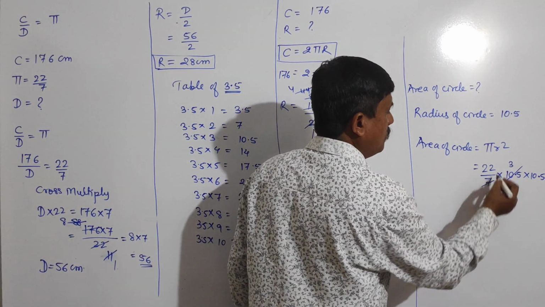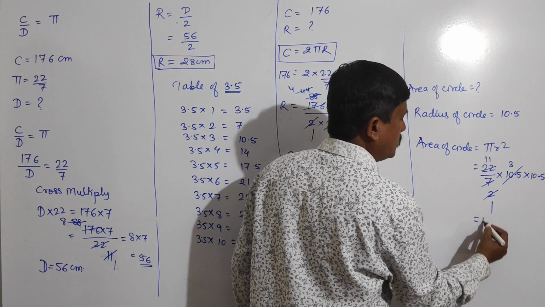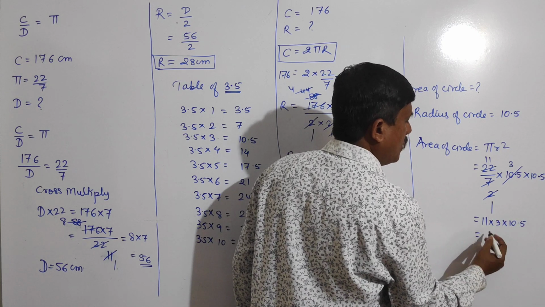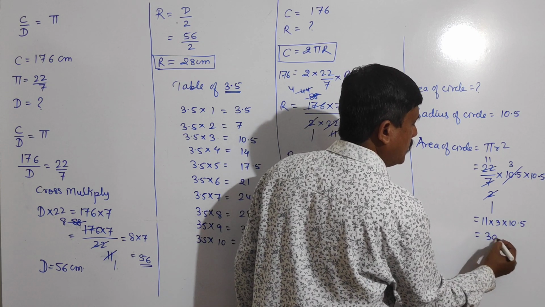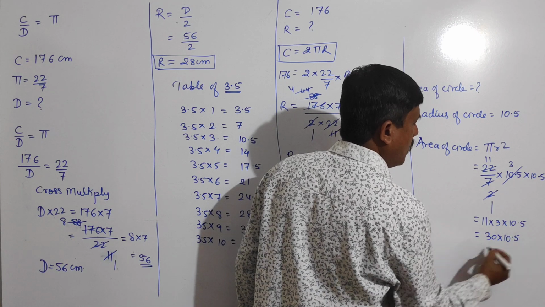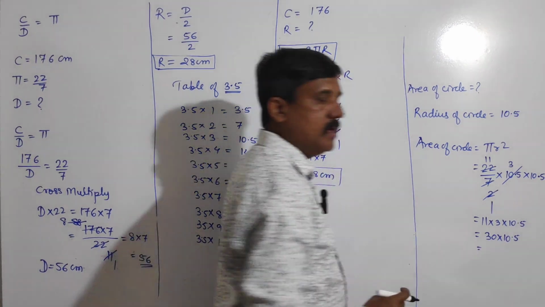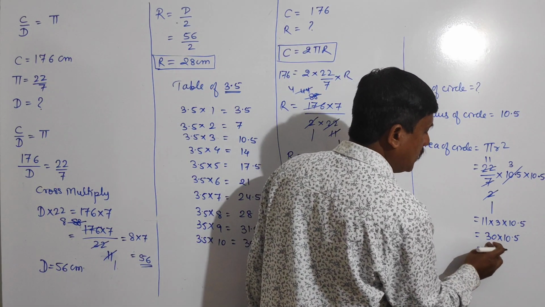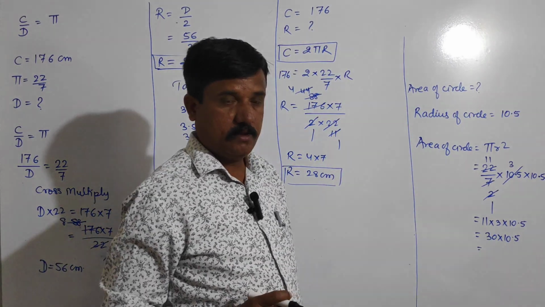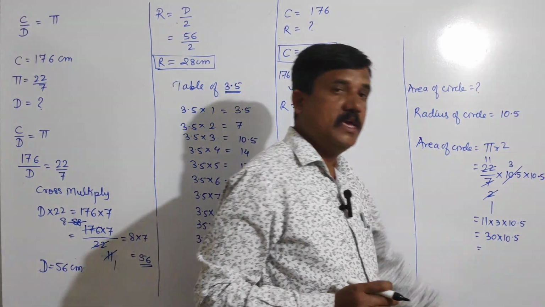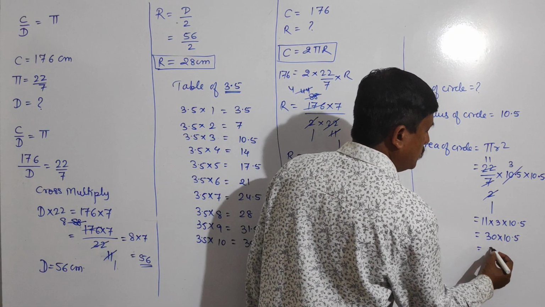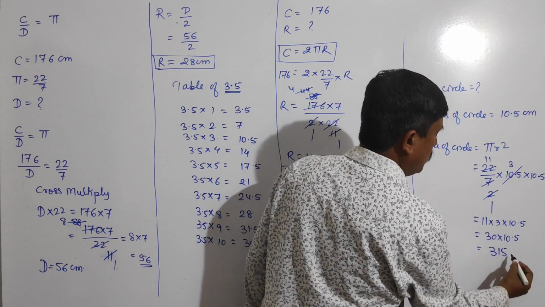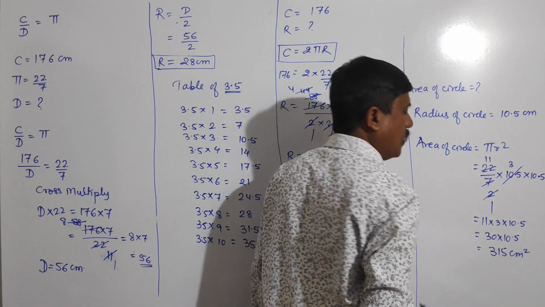This will cut 1 time and this will be 11. What is the answer? 11 into 3 into 10.5. What is 11 into 3? 30 into 10.5. Now what you do? 30 multiplied by 10 is 300. And 30 multiplied by 0.5 is 15. So answer will be 315. If I say this is centimeter, this will be centimeter square.